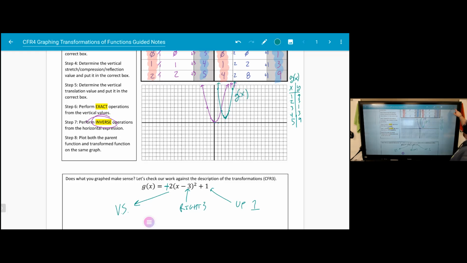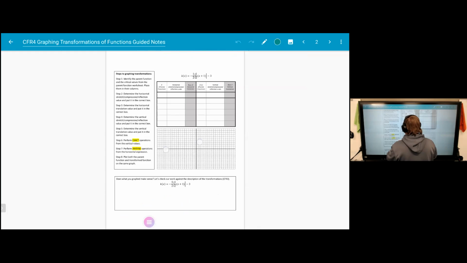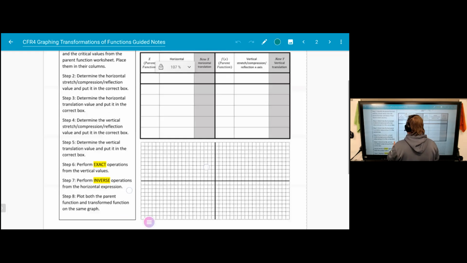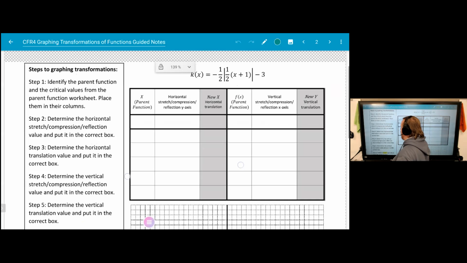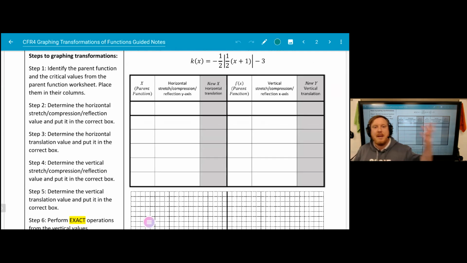Okay, let's look at this again. That's a lot, I know, and that's okay. Let's go through this step by step another time. Again, we're remapping those 5 critical values, or however many critical values, depending on the function you're working on. But we're remapping those critical values.